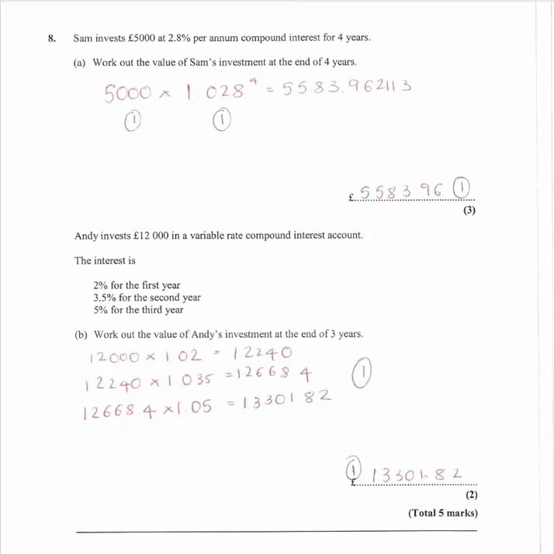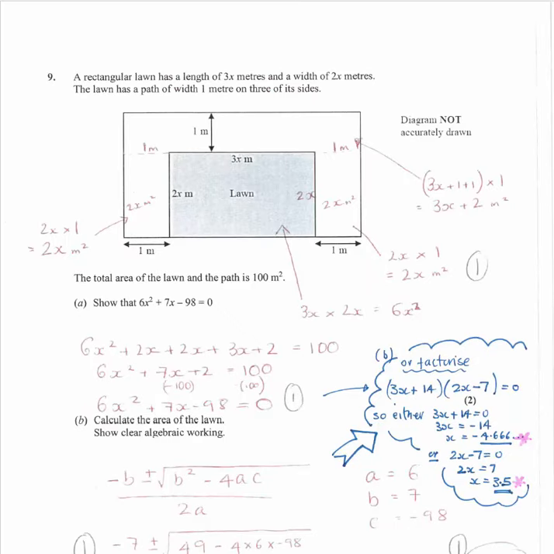Okay, a rectangular lawn has a length of 3x meters. Here it is. And a width of 2x meters. The lawn has a path of width 1 meter on 3 of its sides. The total area of the lawn and the path is 100 square meters. Show that 6x squared plus 7x minus 98 equals 0.